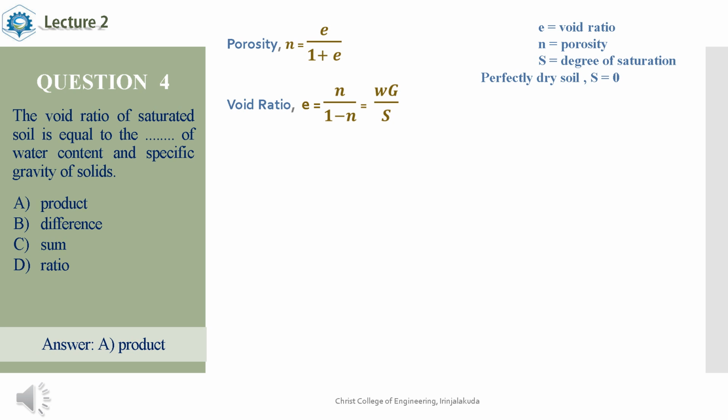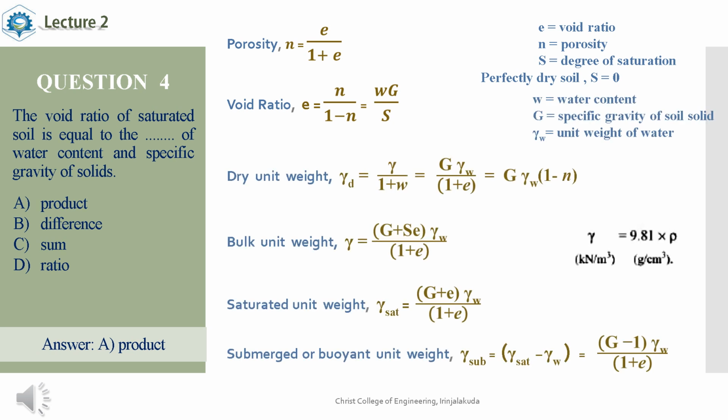Now before moving to the next question, please take a pause. These are some other relationships, so you can refer to this also for getting an idea about the dry unit weight, bulk unit weight, saturated unit weight and submerged unit weight, and how they are connected to the different parameters like degree of saturation, specific gravity of solids, void ratio and so on.